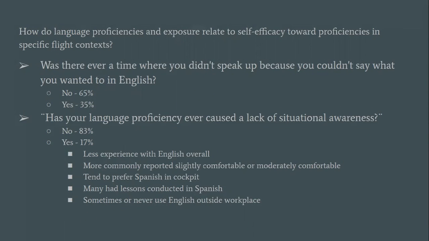Of these 17%, they were more likely to be less experienced with English overall. They more commonly reported being slightly comfortable or moderately comfortable, which was at the lower end of responses within the Likert scale. They also tended to prefer Spanish in the cockpit, and many had experienced flight lessons conducted in Spanish rather than in English. They were also more likely to report that they sometimes or never use English outside of the workplace. This shows that using English outside of the workplace or having more experience with English in general can relate to how comfortable pilots feel inside of the cockpit.